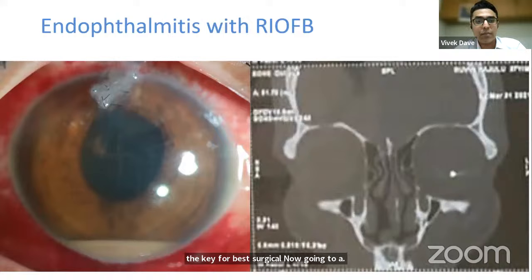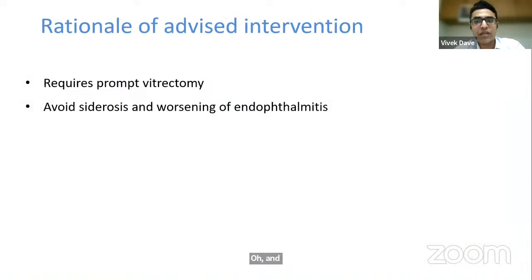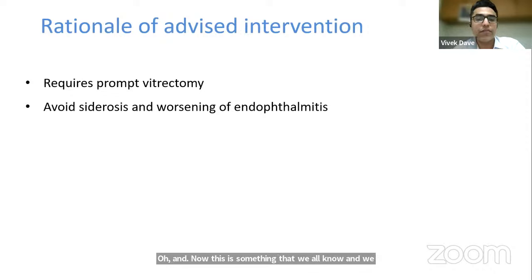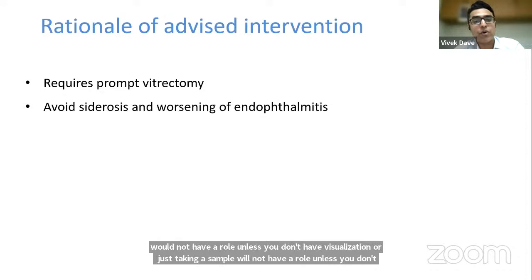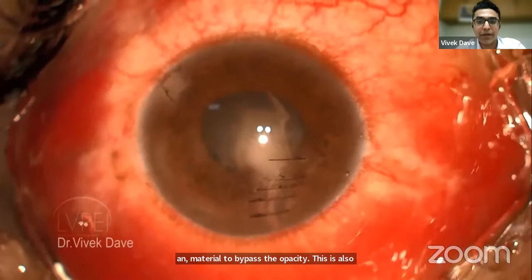Now going to endophthalmitis with retained intraocular foreign bodies. As you can see here, you have a repaired corneal tear, which was the entry wound, a hypopyon, endophthalmitis, and a CT scan showing a retained intraocular foreign body. Now, this is something that we all know and we all follow in our practices, that whenever you have a retained foreign body in an endophthalmitis, it requires a prompt vitrectomy. So again, just injection or just taking a sample would not have a role unless you don't have visualization and you don't have an armamentarium to bypass the opacity. This is also important because it avoids siderosis and worsening of endophthalmitis in the follow-up period.